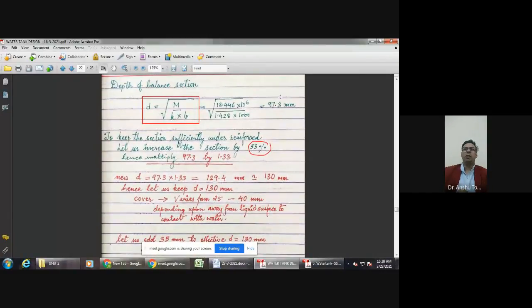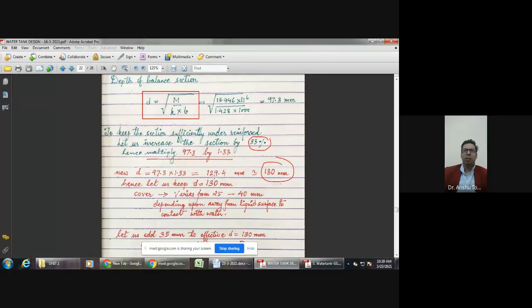So we have a balanced section here of 97.3, but we have to increase it by 33%. So I will multiply this value by 1.33. I will get 129.4 mm, which is very close to 130 mm. So the depth of the wall becomes 130 mm.